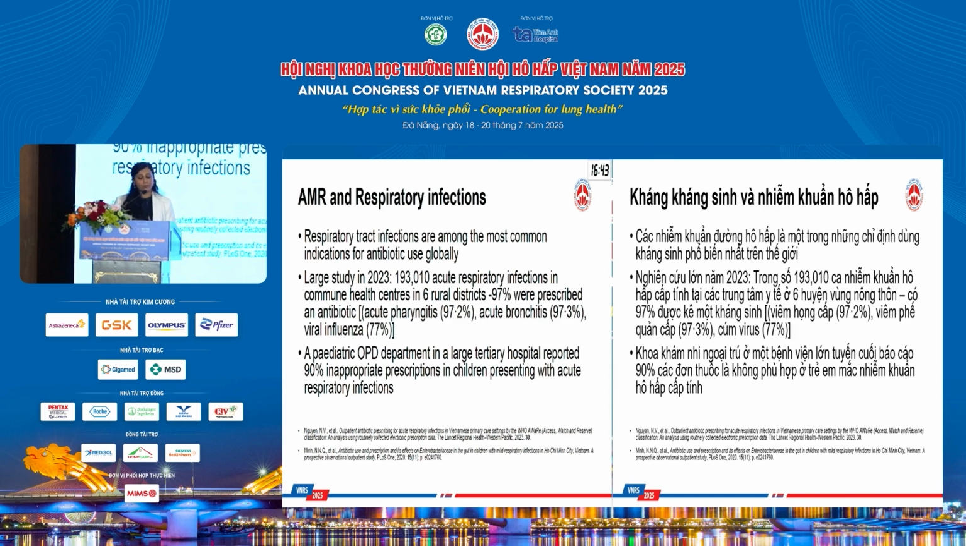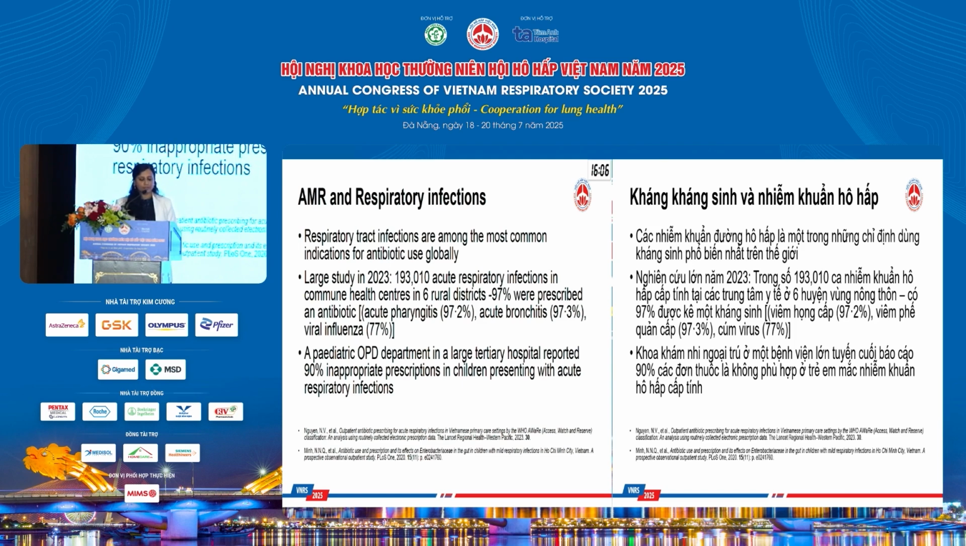Respiratory infections are one of the most common indications for antibiotic use globally, not just here, everywhere in the world. A large study that was conducted in Vietnam in 2023 showed that almost 200,000 acute respiratory infections in commune health centers in 6 rural districts showed that almost everyone was prescribed an antibiotic. And that was for pharyngitis, bronchitis, viral influenza, basically any upper respiratory or viral or respiratory type infection.